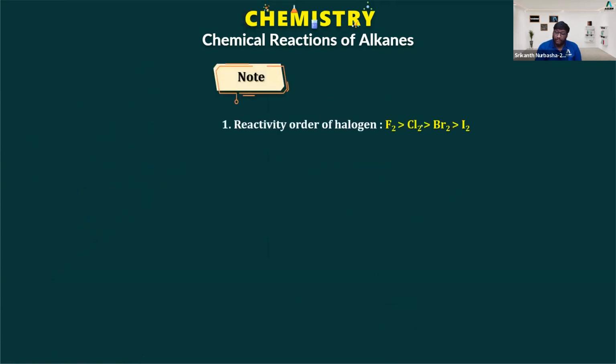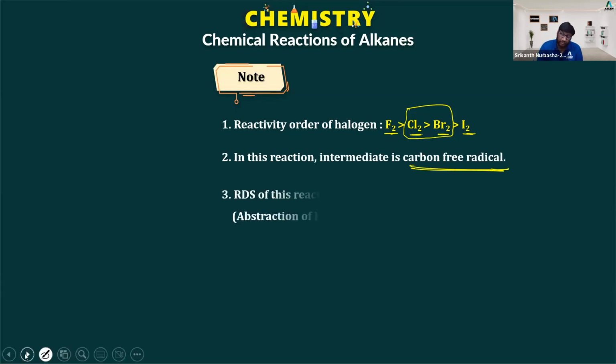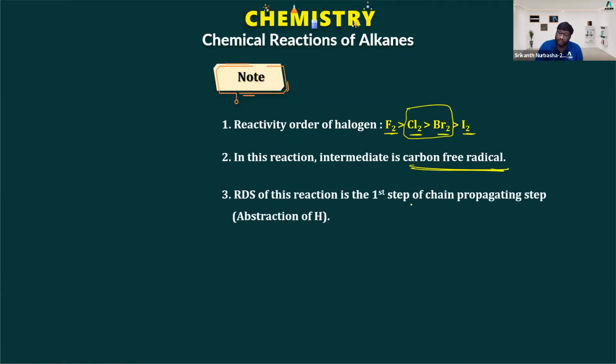So the reactivity order of halogens: F2 greater, then Cl2, then Br2, then I2. But we will discuss mainly chlorination and bromination, because fluorination is very explosive in nature, iodination is very slow, and iodination is also reversible in nature. In this reaction, the intermediate formed is a carbon free radical. The RDS of this reaction is the first step of chain propagation, that is abstraction of hydrogen to form a free radical.